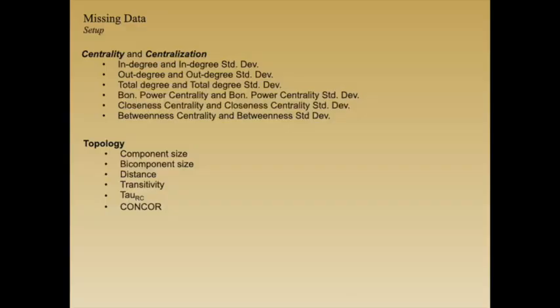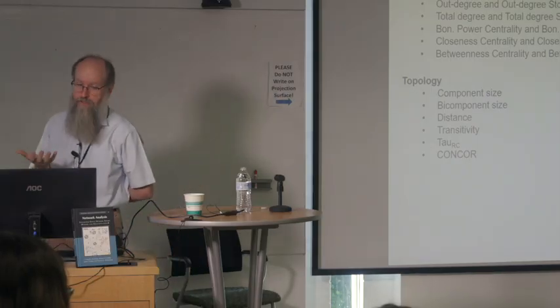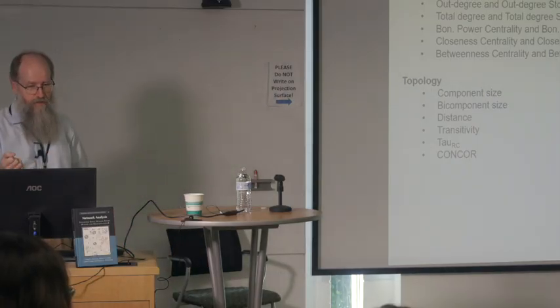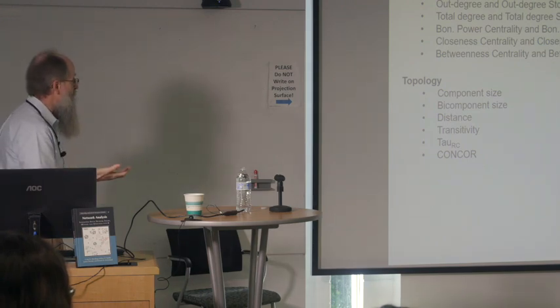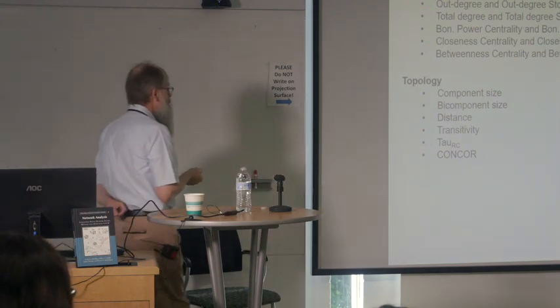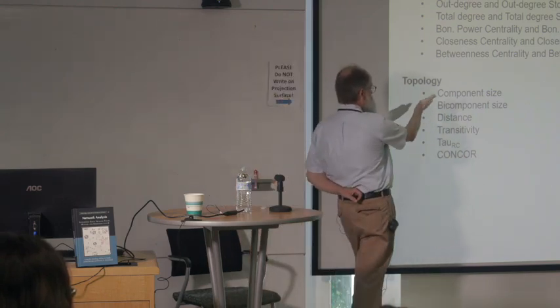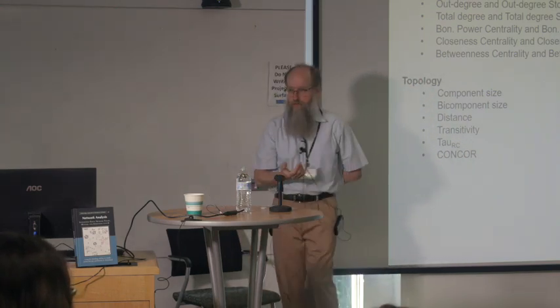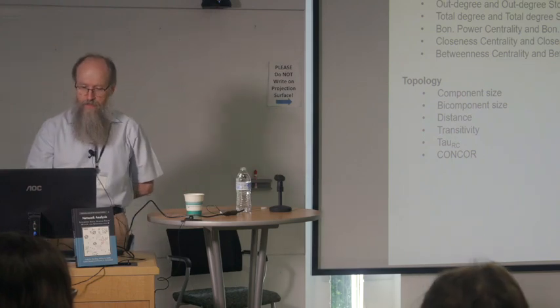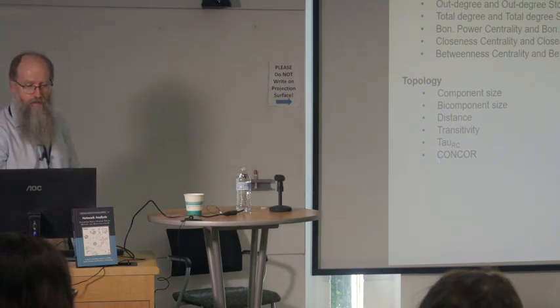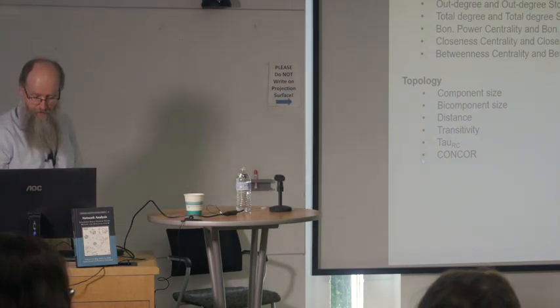And then for each one, we want to construct a series of measures with and without missing data. We have a series of measures that have to do with the kind of metrics we talked about the other day. So we have centrality and centralization scores, and then we have a series of topology scores. This is things like the bicomponent size or the component size, and then things like just simple closeness centrality and so forth. The k-core result, I'll explain what I mean in a second.